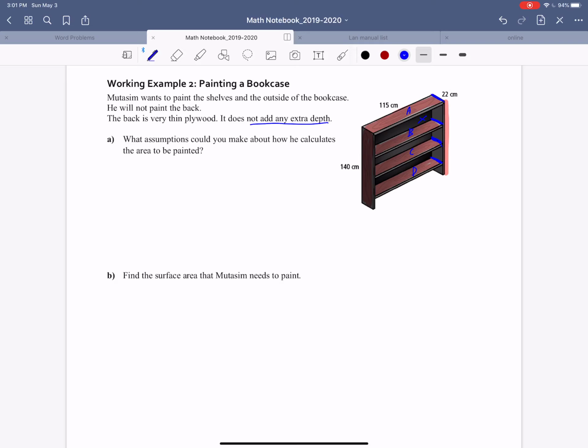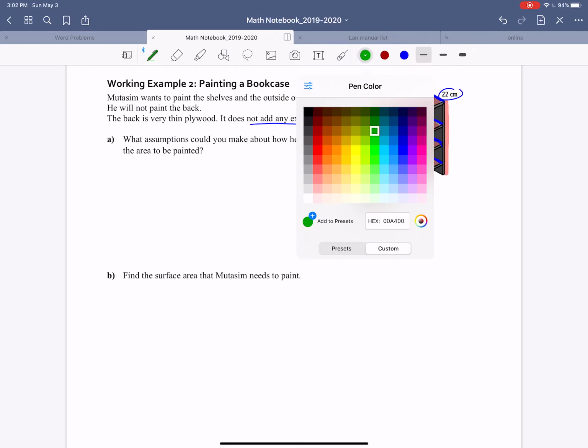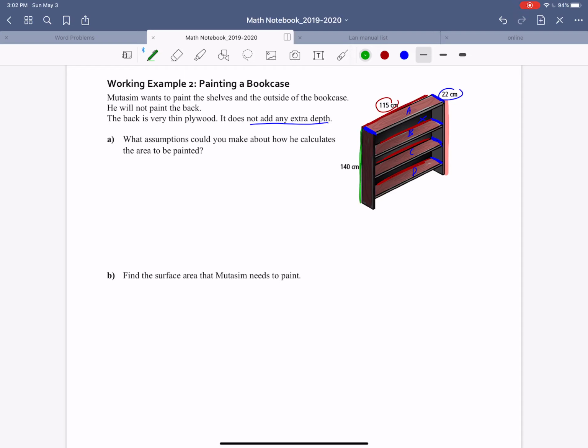We just have to calculate it. It's 22 here for the blue line. For all the blue lines, 22. And for all the red lines, here is 115, here's 115, 115, 115. And I'm going to add another color here. For 140, this is 140 here, and this is 140 as well. And that's 140 as well. So basically, this side and the back side, they're the same.